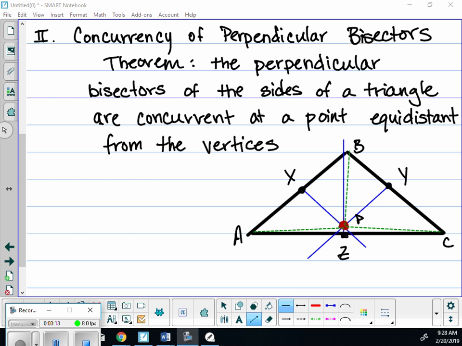So if we drew in or had the perpendicular bisectors of each side of that triangle, which I sketched in blue, I don't know if they're exact, I just sketched them. They all intersect at point P, which means that if we go from point P to each of the vertices, those distances will all be the same.